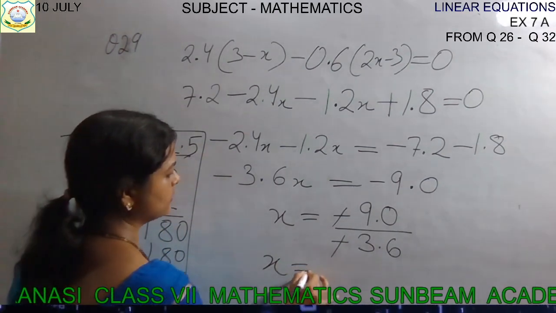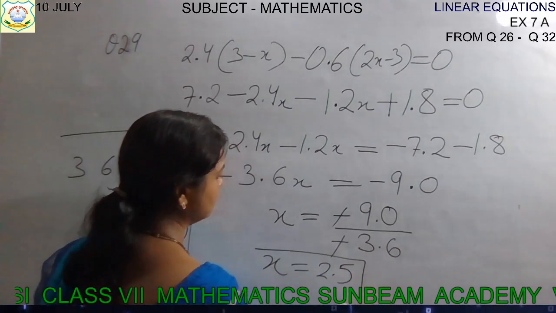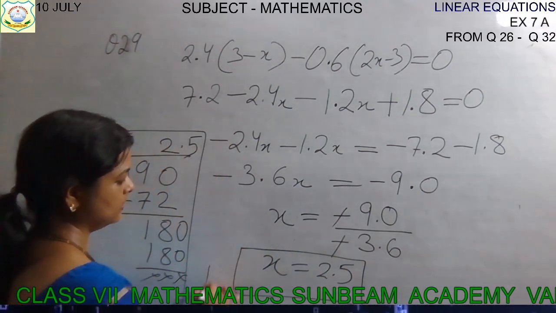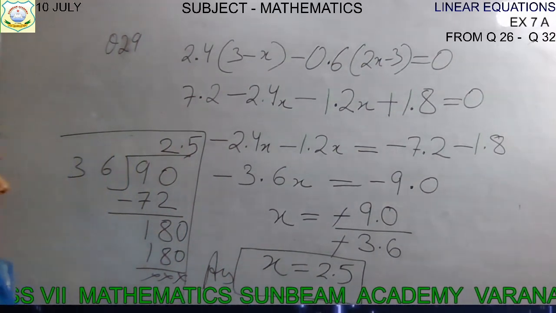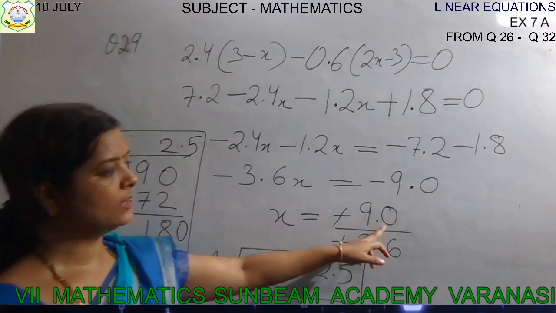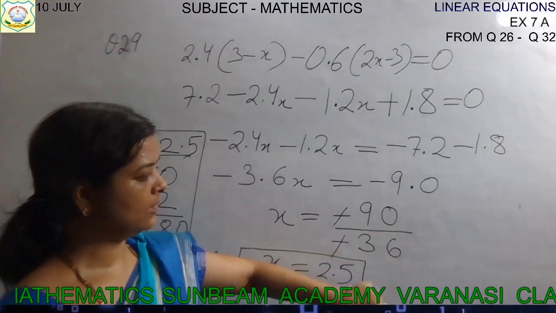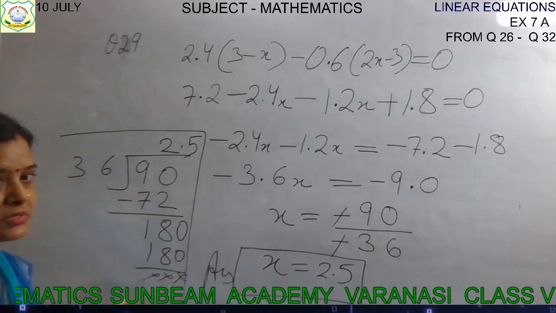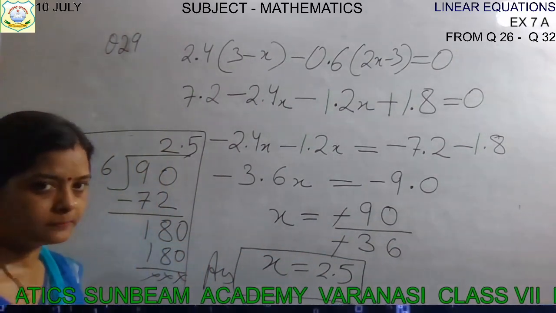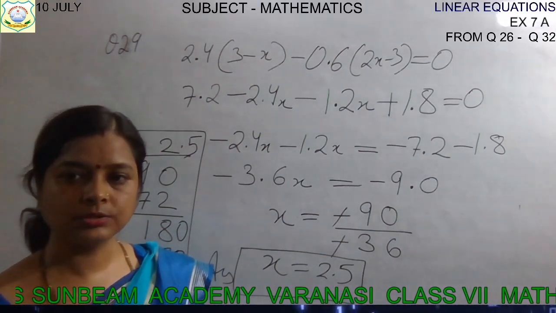X is equal to 2.5. X is equal to 2.5. This is our answer. Clear? In this way you will solve it. Both were having the same decimal place, so you can avoid and erase this. Now this is 90 by 36 and you can solve in this way. Clear? Now let's move ahead with the next question, children.